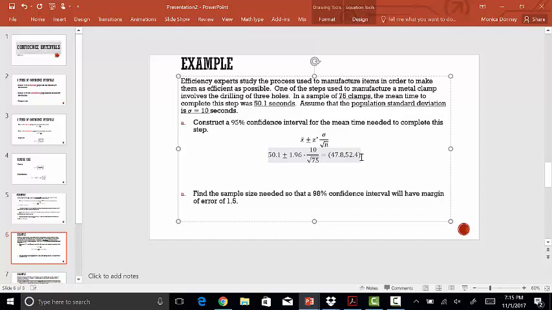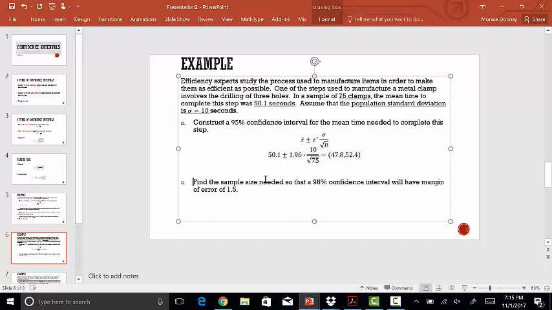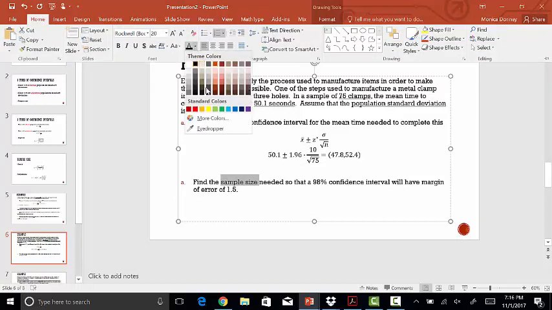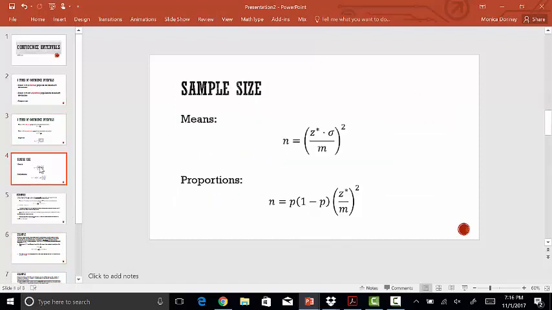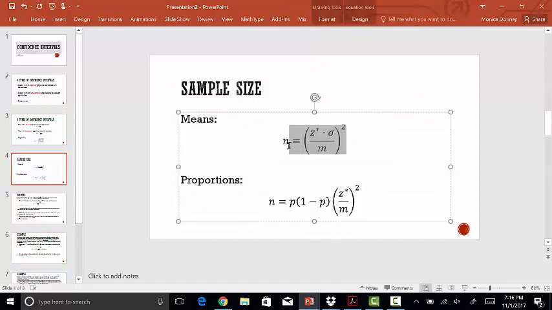Alright, so the next question says, find the sample size needed so that a 98% confidence interval will have a margin of error of 1.5. So here they're asking for sample size. And so because they're asking for sample size, I'm going to go to that sample size formula again for means, because we're talking about the mean time that it takes. So that formula, if we go back to that slide here, is given by n equals z star times sigma over m, squared.